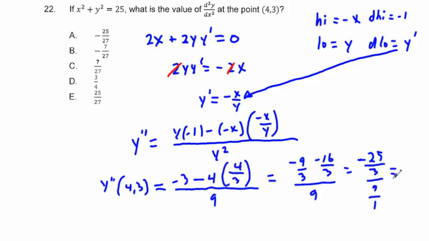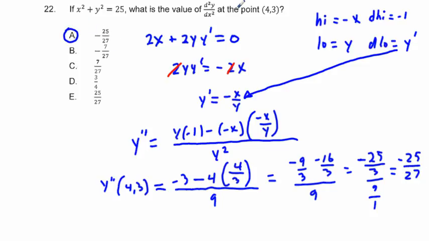And when we multiply by the reciprocal of 9 over 1, we're going to multiply by 1 over 9. So we get negative 25 27ths, which is going to be answer choice A.